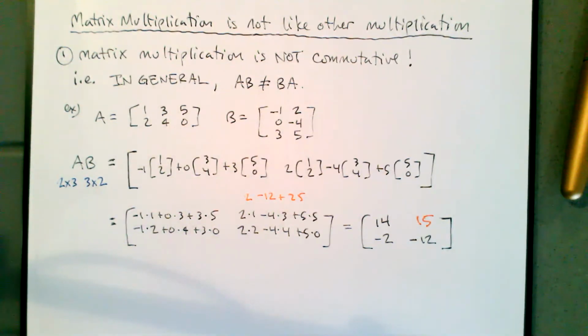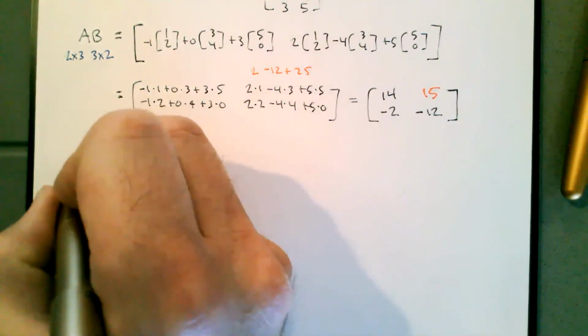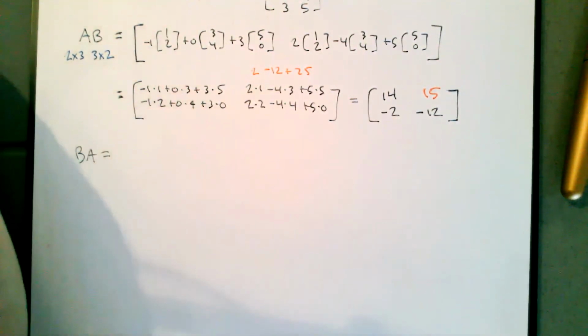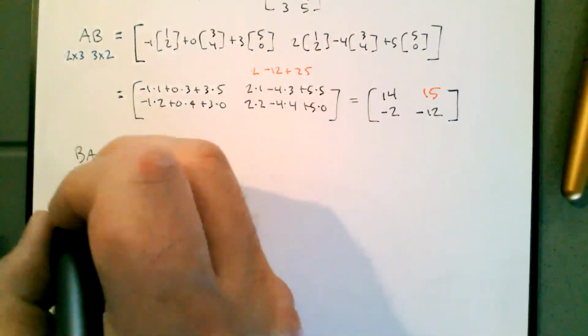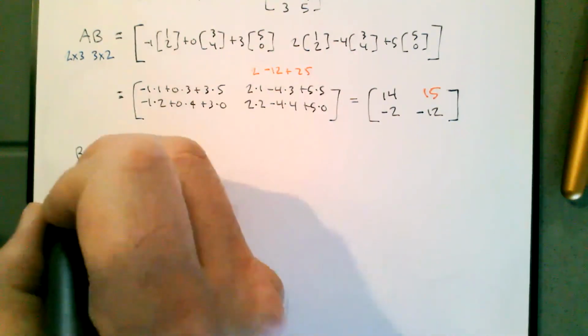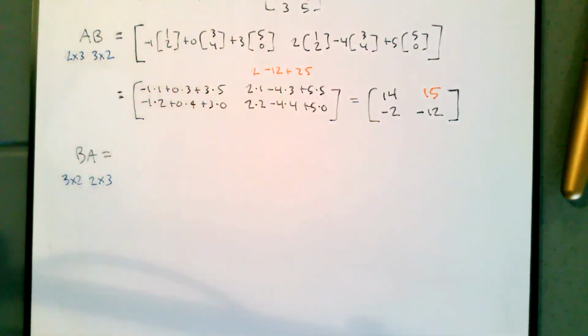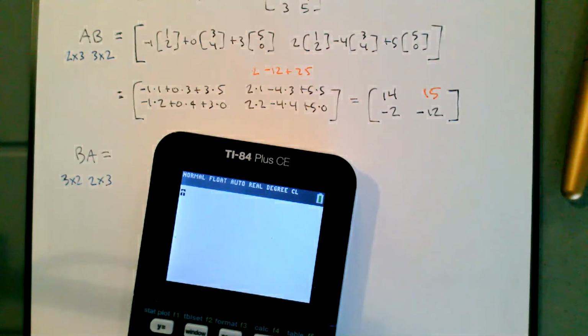So if we multiply B times A, we know we're going to get a completely different matrix. It'll be the wrong size. So first of all, we notice that B times A is going to be a 3 by 3 matrix, since B is 3 by 2 and A is 2 by 3. So the number of columns of B is equal to the number of rows of A, so the matrix multiplication is defined. And let's suppose we just want to multiply them on our calculator.